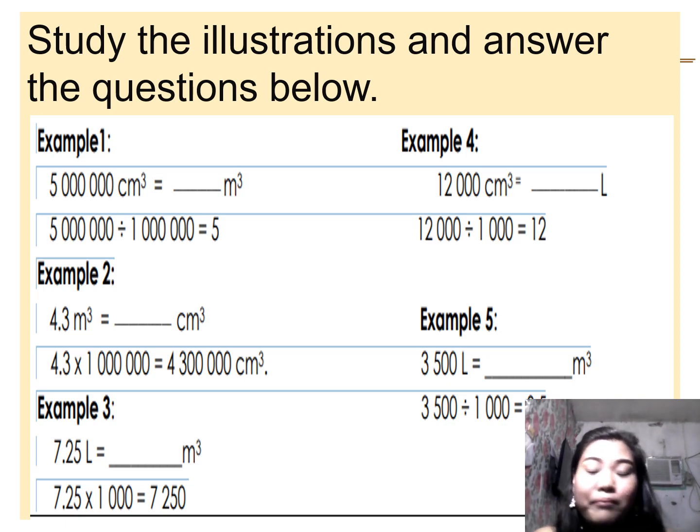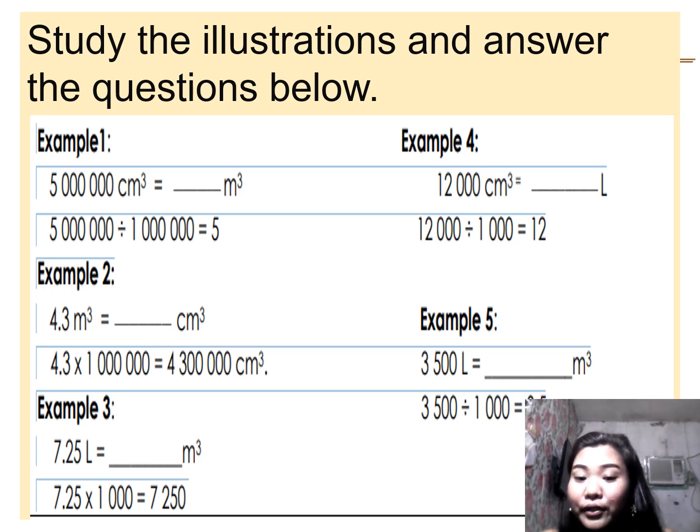Example number 1, we have 5,000,000 centimeter cube to meter cube. Like we said earlier, 1 meter cube is equal to 1 million centimeter cube. Since 5,000,000 divided by 1,000,000 is equal to 5, therefore 5 million centimeter cube is equal to 5 meter cube. Next, example number 2. 4.3 meter cube to centimeter cube.